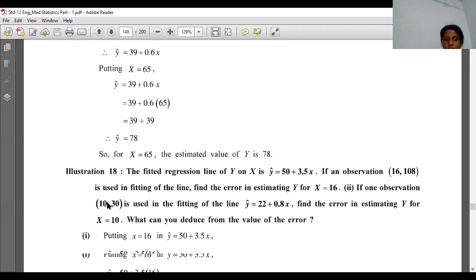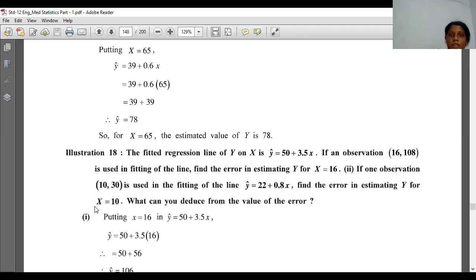In 18th illustration, we will see 18th illustration. So the question is, the fitted regression line of y on x is y cap equal to 50 plus 3.5x. If an observation 16 and 108 is used in fitting of the line, find the error in estimation. Error you have to find, x equal to 16. First one is that. Then second is, if one observation 10 and 30 is used in the fitting of the line y cap equal to 22 plus 0.8x, find the error in estimating y for x equal to 10. What can you deduce from the value of the error?